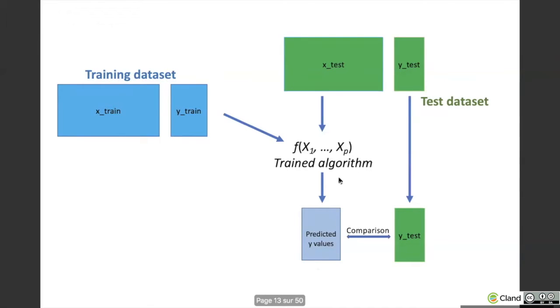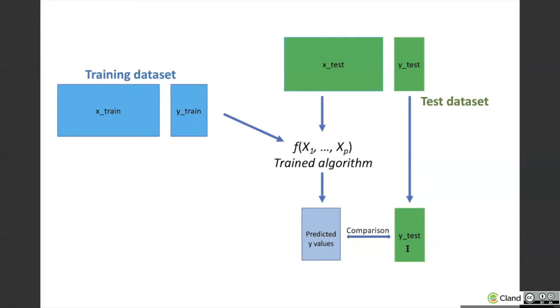Then you compare the predicted values to the observed values of the response variables in the test data set. They are of the same size. So if you have in Y-test, say, 3000 values, you will have 3000 predicted values. And then you can compare the predictions to the observations using some kind of a metric measuring the distance between the observations and the predictions.